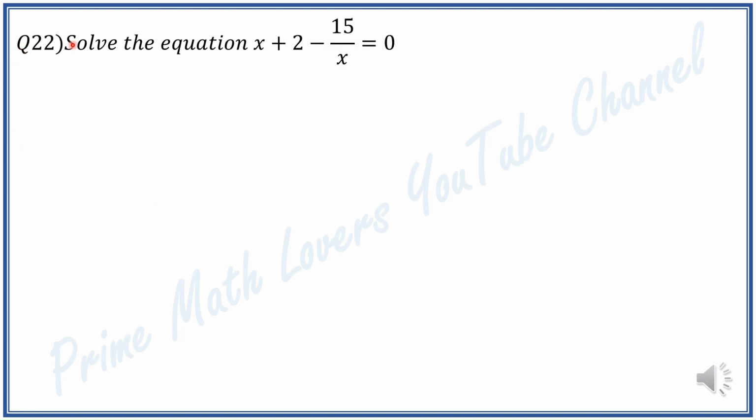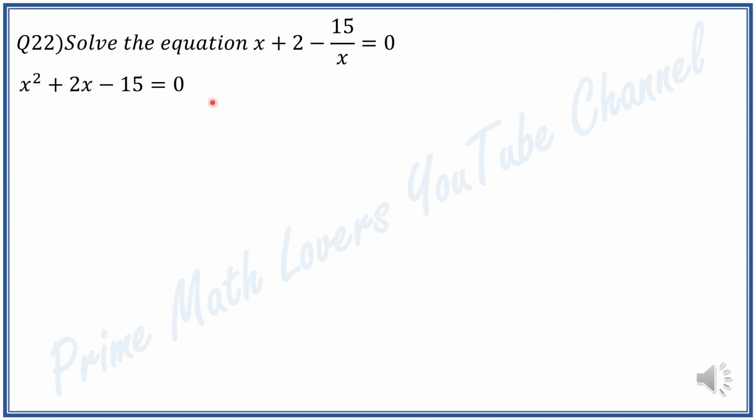Question 22. Solve the equation x plus 2 minus 15 over x is equal to 0. To solve this equation, we first multiply both sides of the equation by x, and we get x squared plus 2x minus 15 is equal to 0. Now the equation is in the form of a quadratic equation.